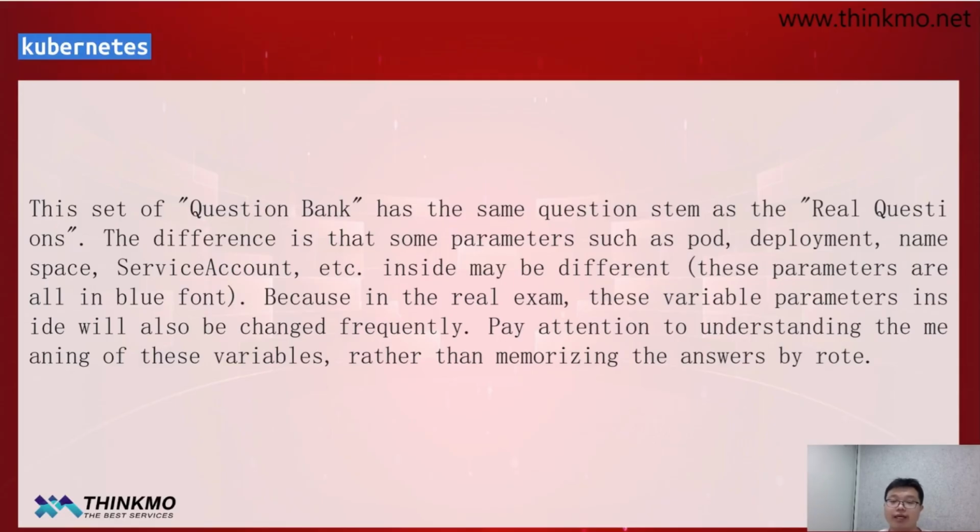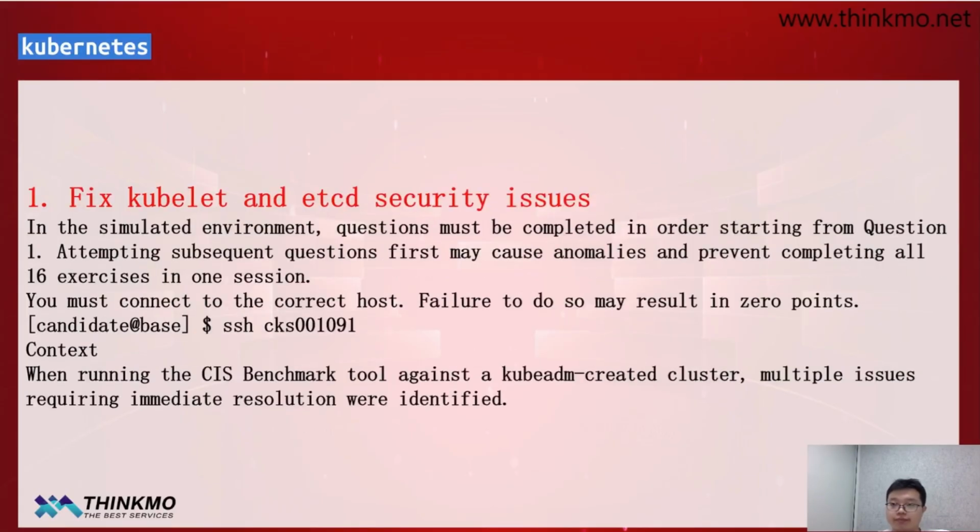All right, next we'll begin our explanation of the question bank. There are a total of 16 questions in the question bank, and we'll be covering them over several days. First, let's take a look at our first question. The first question is about an insecure issue with our Kubernetes and etcd. This particular question asks us to fix this significant security vulnerability.